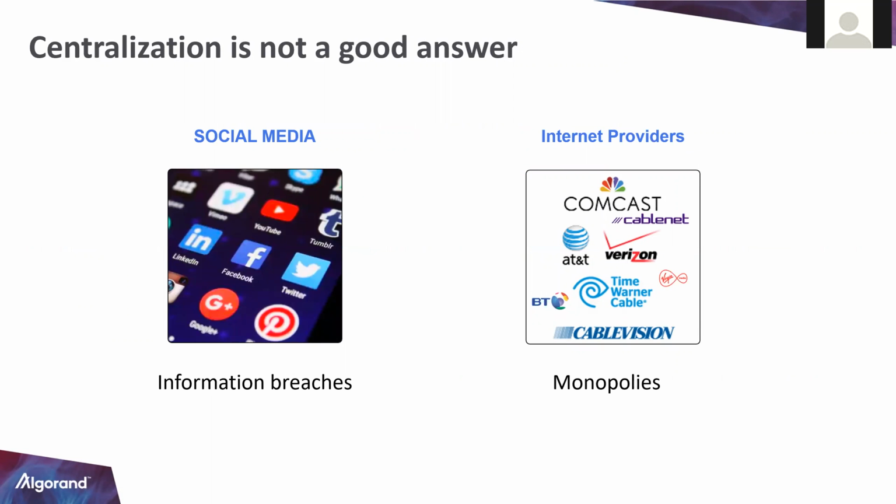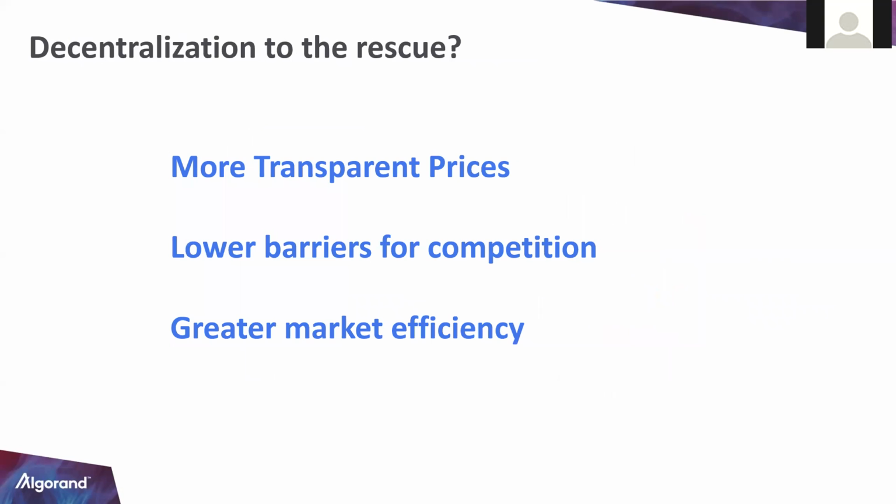And if we see all those downsides, we consider centralization is not a good answer to solving them. Because of what? For example, social media have shown a lot of information breaches, and people are losing trust for big companies controlling all their data. And internet providers, unfortunately, are also growing into monopolies, with a small group of companies controlling almost all the communications among people. And instead, what about a decentralized solution? And what can we expect from a decentralized economy?